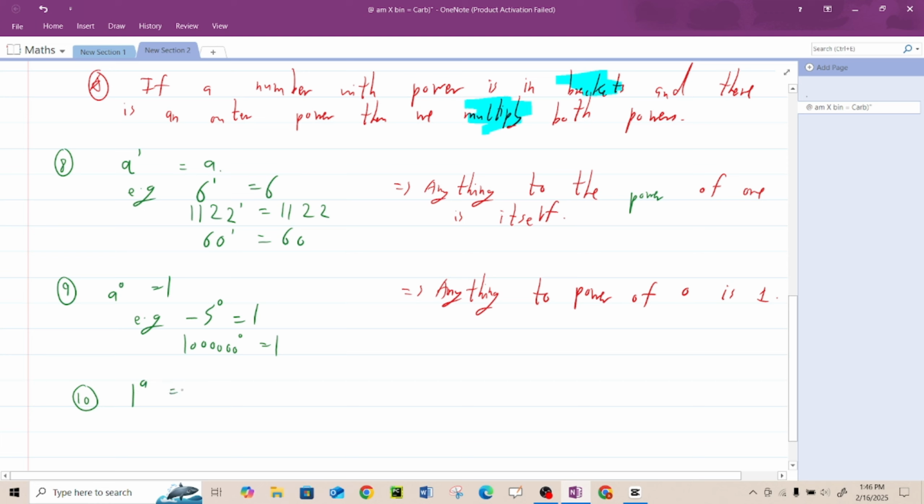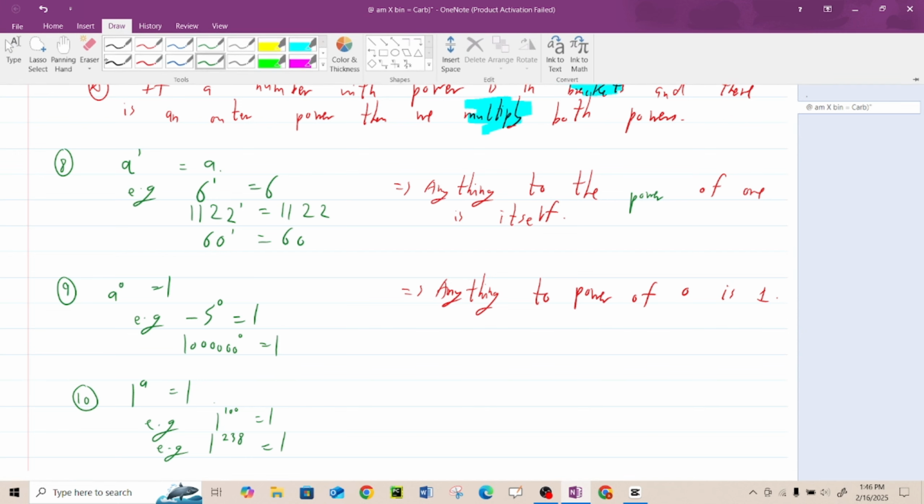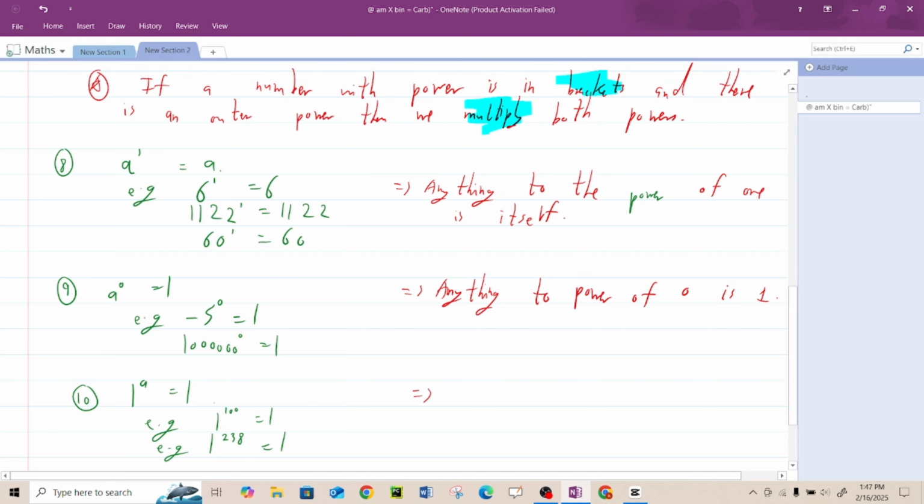Next rule: 1 with a power of anything is 1. Now we have 3 different rules that might involve 1. I'm going to first explain this one, then go back to them. 1 power anything is 1. For example, 1 power 100 is 1, and 1 power 238 is 1. So if 1 has any power, it will still be 1.